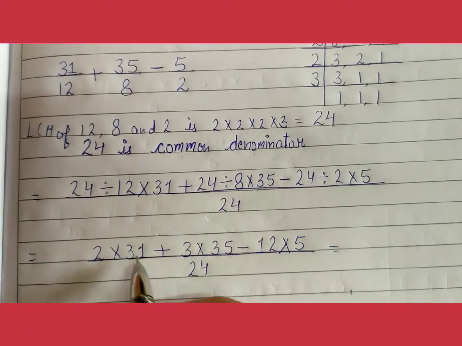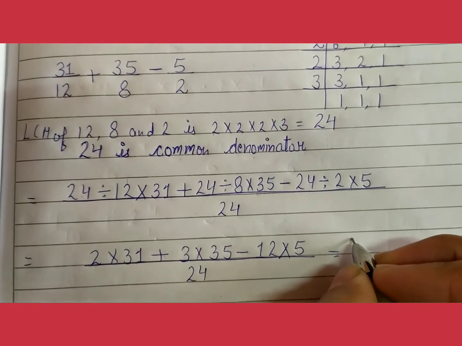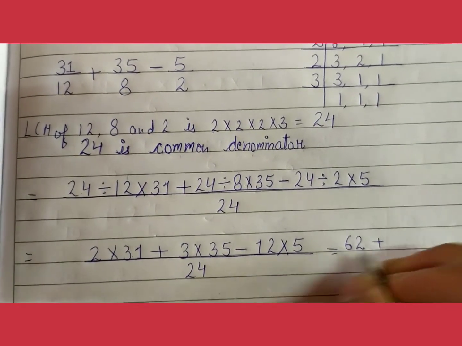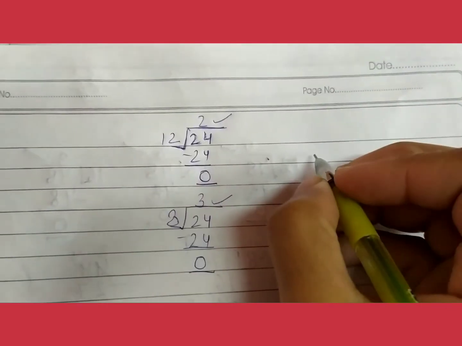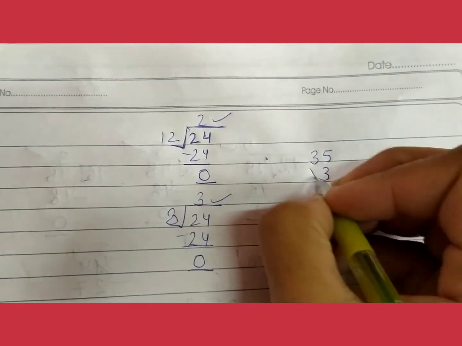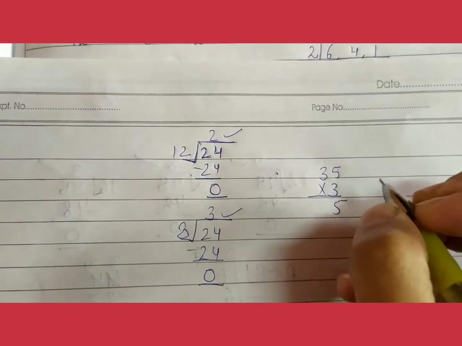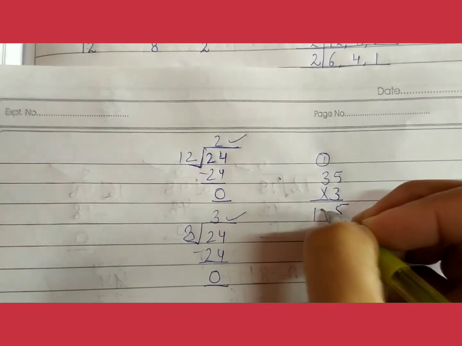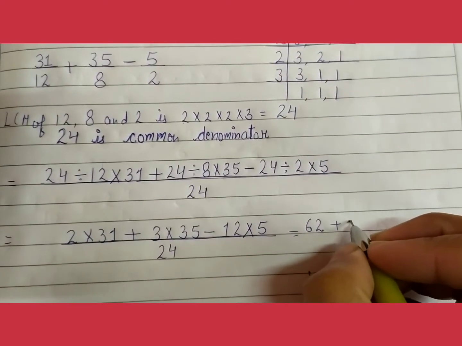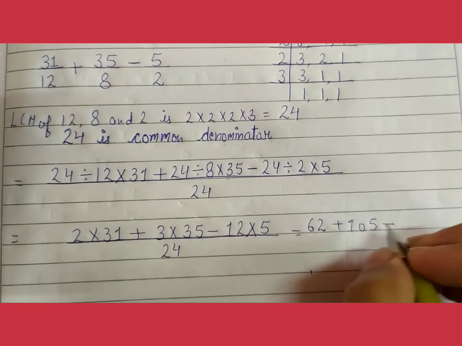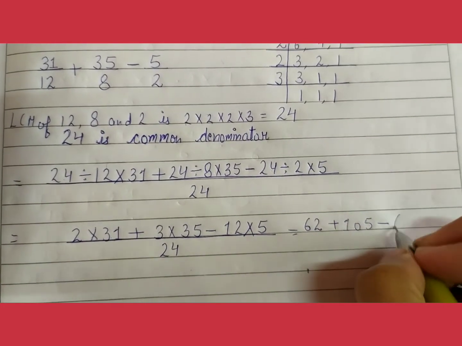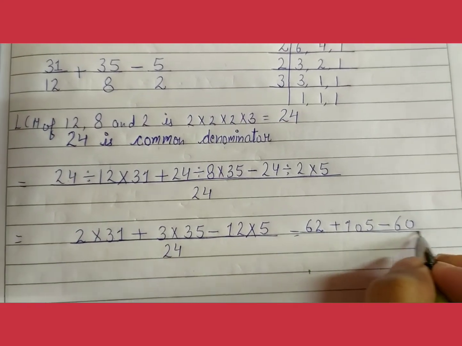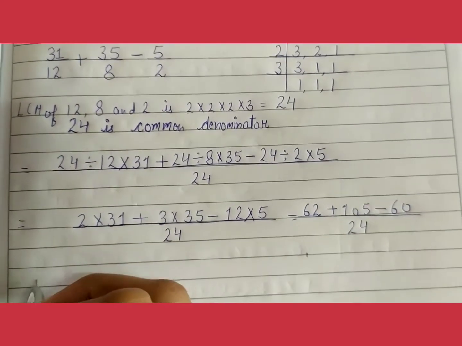2 multiply 31 equal to 62, plus 3 multiply 35. 35 multiply by 3. 3 fives are 15. 5 write down this place, 1 carry. 3 threes are 9. Add 1, 10. 105 minus 12 multiply 5, 60, upon 24.